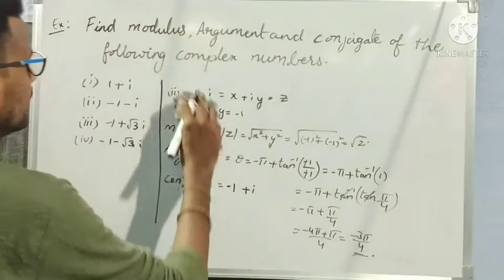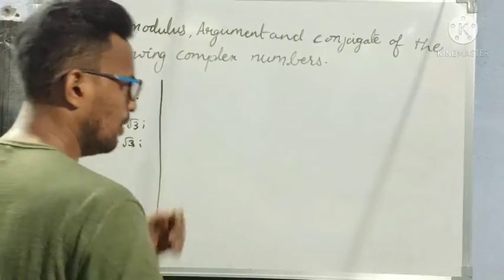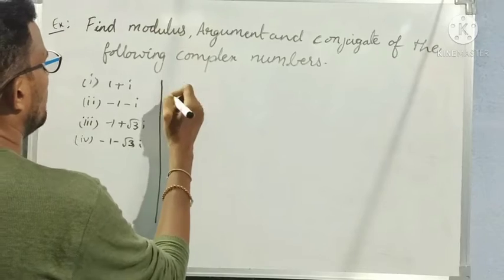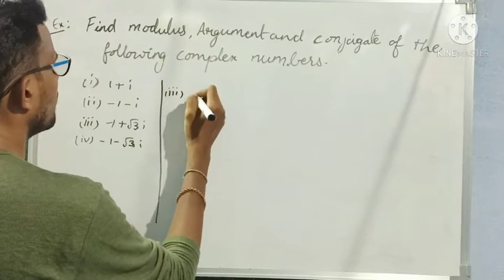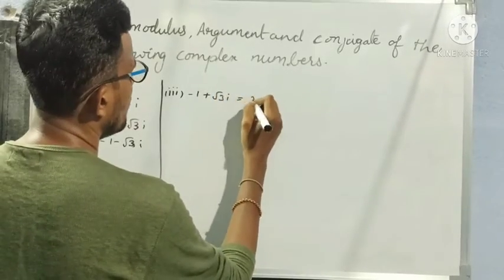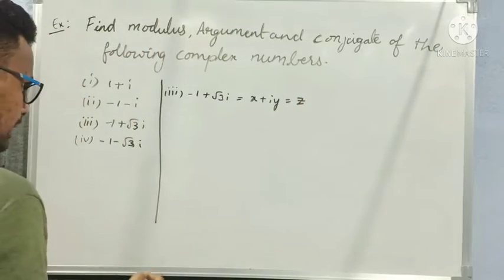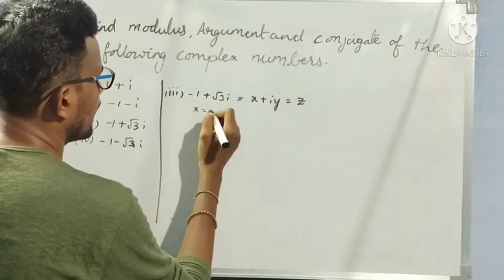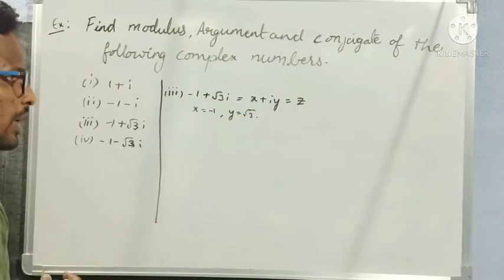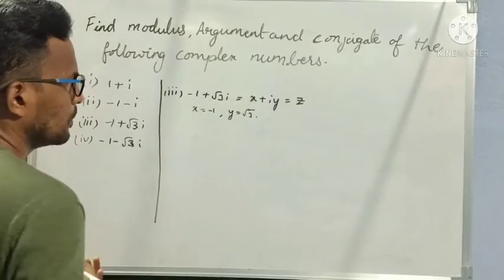Next, let us see the third one. What is the third value? Minus 1 plus root 3 i. So this is my x plus iy, nothing but my complex number z. Comparing with it, I am getting x is equal to minus 1, y is equal to root 3 here. So x is negative, y is positive.